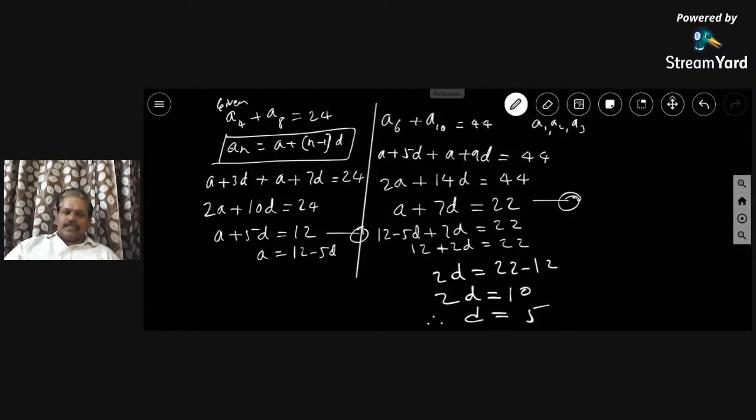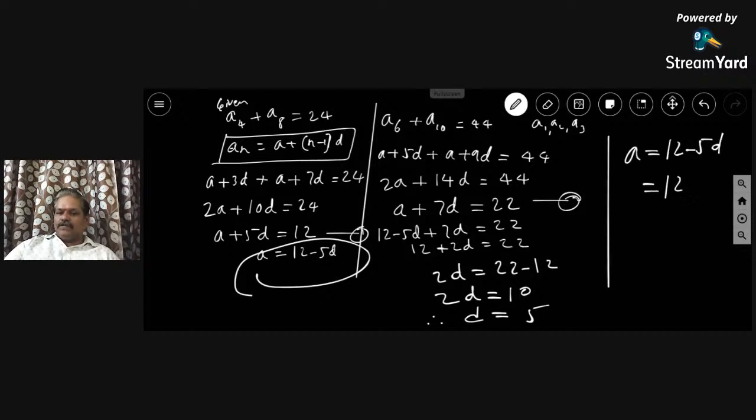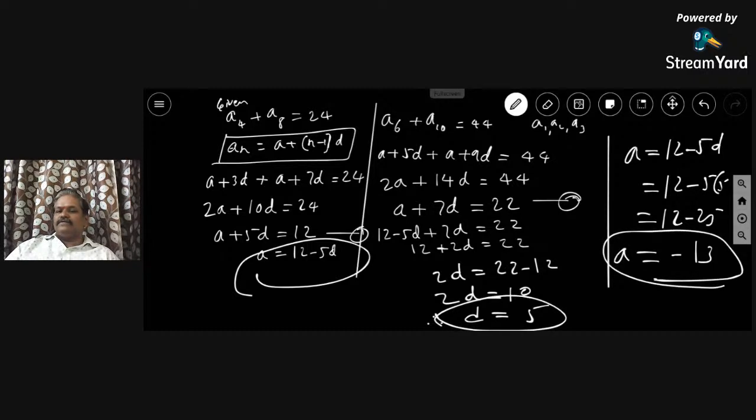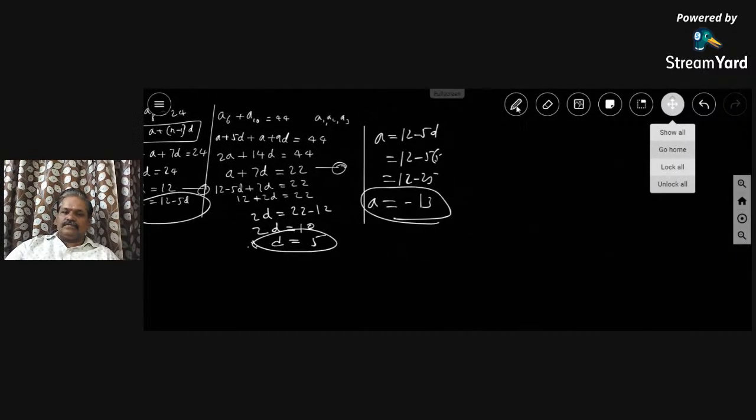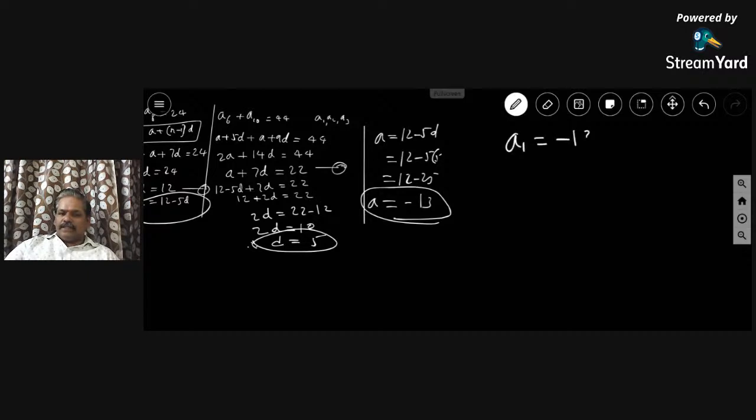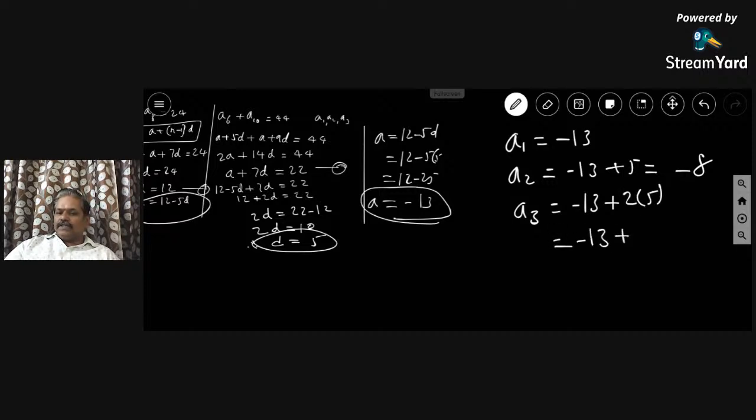As we got the D value, substitute in this. A equal to 12 minus 5D. 12 minus 5 into 5. 12 minus 25 is minus 13. So A is minus 13, D is 5. The question is to find the first three terms. A is minus 13, A2 is minus 13 plus 5, that is minus 8, A3 is minus 13 plus 2 into 5, minus 13 plus 10, that is minus 3. So minus 13, minus 8, minus 3, and so on are in AP.